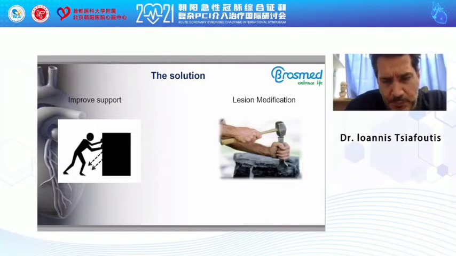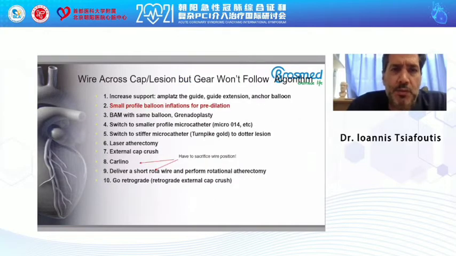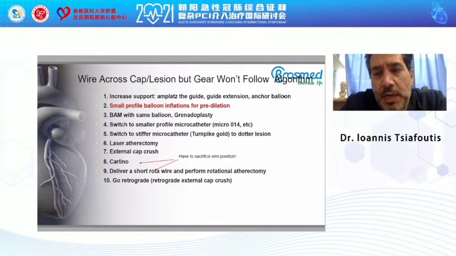So what do you have exactly to do? You have to increase support. You have to give a greater support with another guide, or use a guide extension, or do anchoring techniques. You have to use small profile balloon inflation for predilation. That's what we did, and that's how this balloon works. You have to do a grenadoplasty. We did that, but it didn't work.